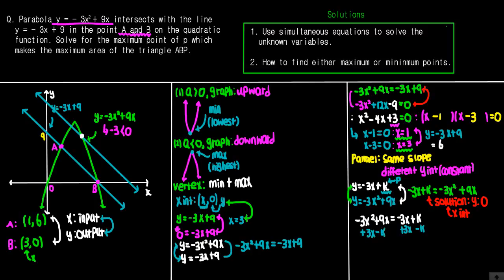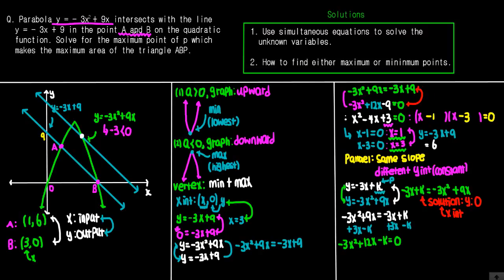Now we get our final step, where we have negative 3x squared plus 9x, and positive 9x plus 3x is going to be plus 12x. We still have negative k, and finally we have one side equal to 0. Let me move this right side to the left side a little bit for more space.